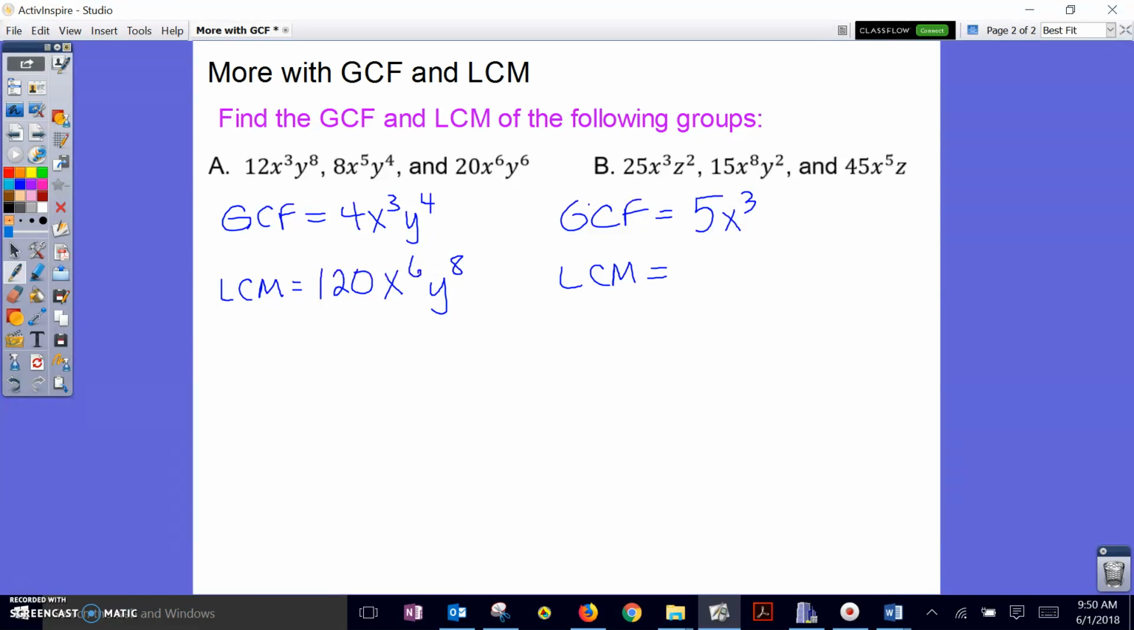Let's see, I've got a y squared in the first one, but I don't have any y's in any of the others. So the smallest power of y that appears is actually y to the 0, or no y's in the expression. And so I'm going to have no y's in my GCF. If I look at my z's, I've got a z to the second. Oh, there's no z in the second one, so there's going to be no z's in my GCF. And so I'm finished with my GCF. It's 5x to the third.